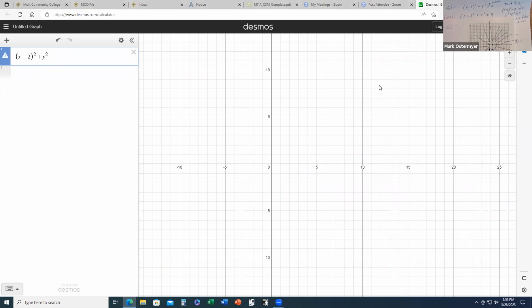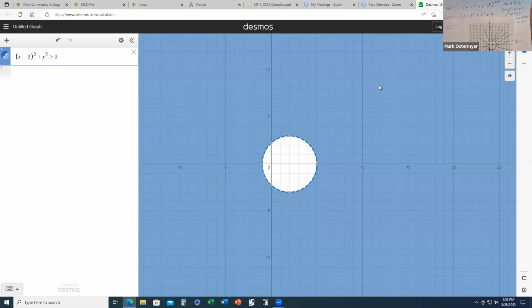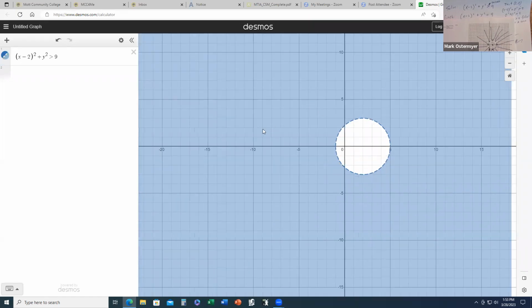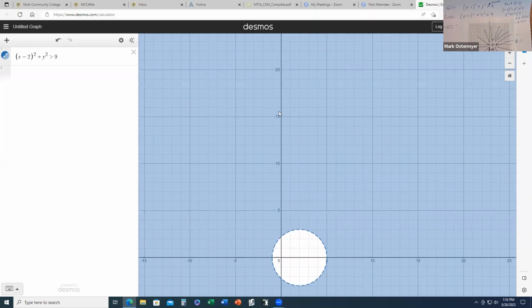Now, greater than, there's a greater than symbol on your keyboard. So you literally just type it in and that's what you get. Everybody see that there? You are looking at the solution set. The solution set is literally any point that lies outside of this circle.